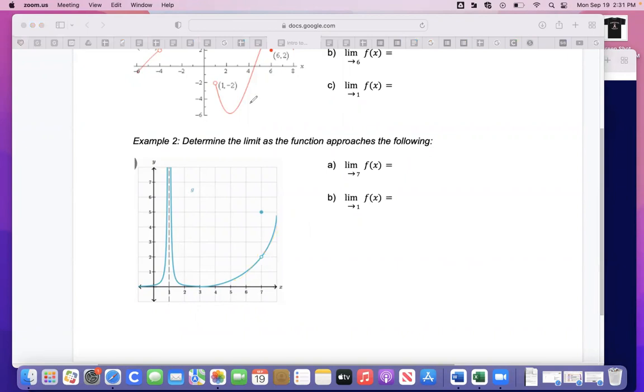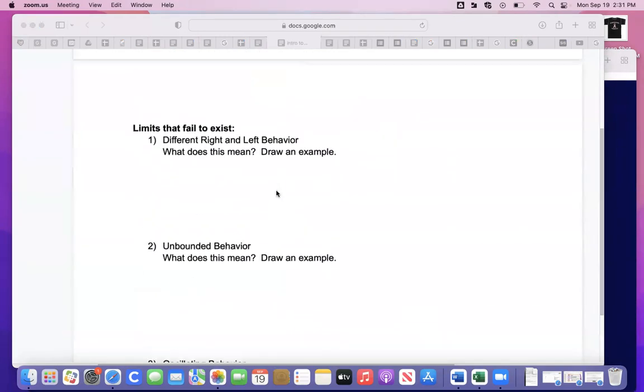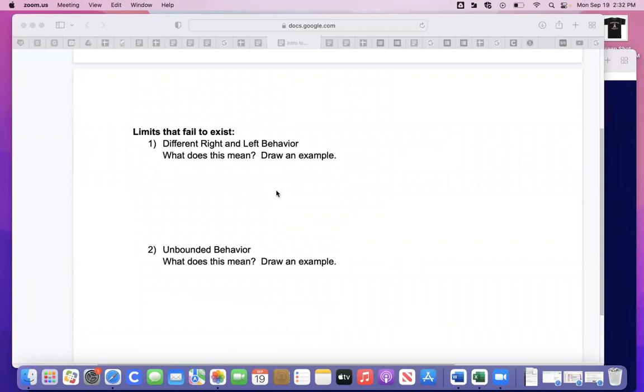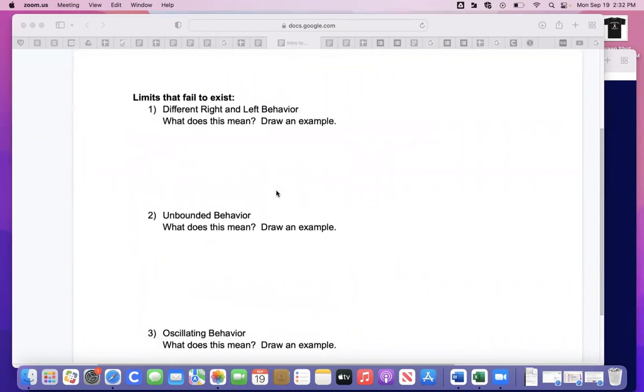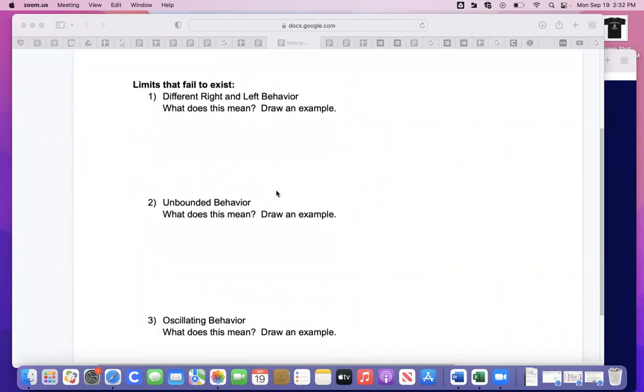If you go to your second page, there are 3 situations, and this is in your book on page 50. There are 3 limits that fail to exist. If I were you, I would turn to page 50 right now so you can see a picture as well as me explaining it, so you can draw your example. The first limit that fails to exist is having a different behavior from the right as from the left. So what does that mean?